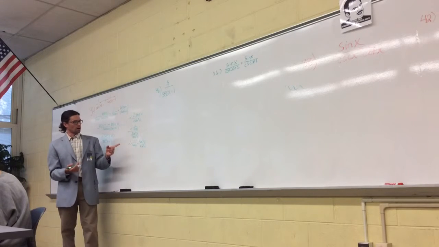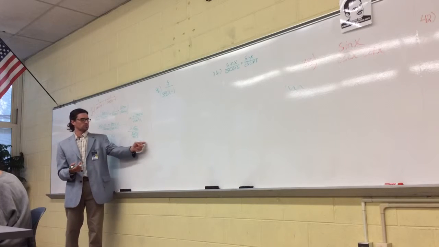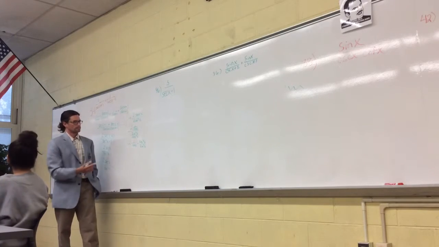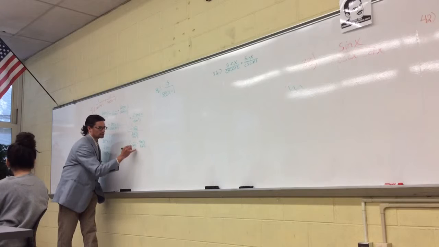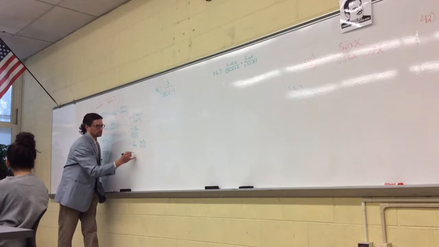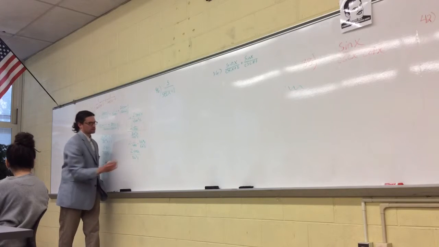So what happens here? We are dividing by cosine and multiplying by cosine squared. You cancel out on the cosine. One of the cosines gets reduced. So we're left with 2 cosine x over sine squared x.